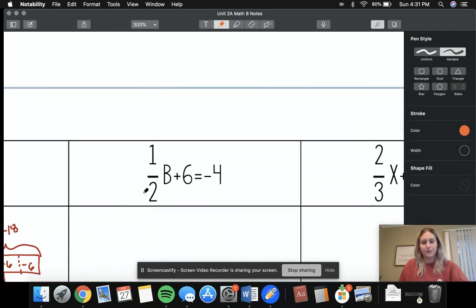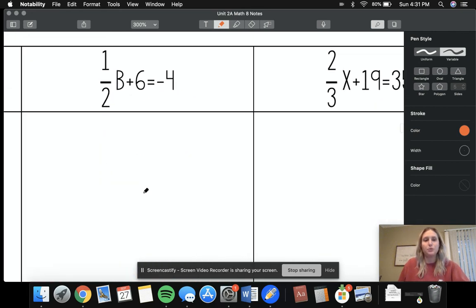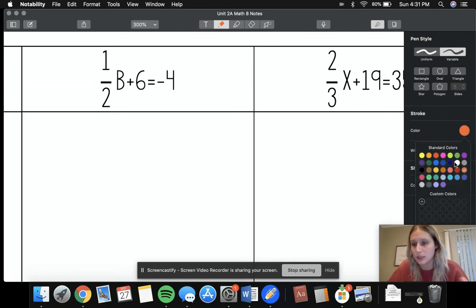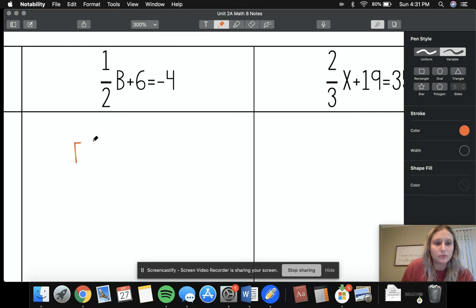Okay. All right, we're going to do 2 more. These ones are probably the toughest ones. So we have half b plus 6 equaling negative 4. Okay, so here's b. Here it is. But we're not even talking about one whole b. We're talking about half a b.